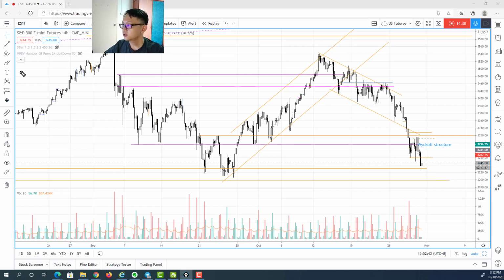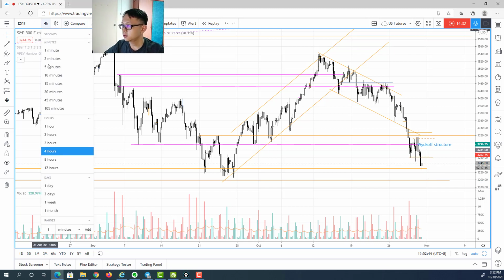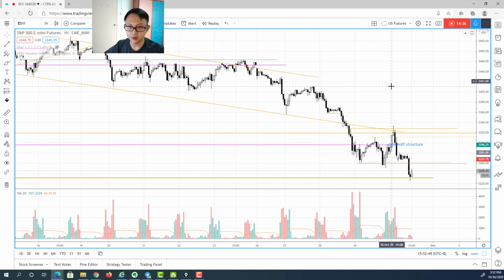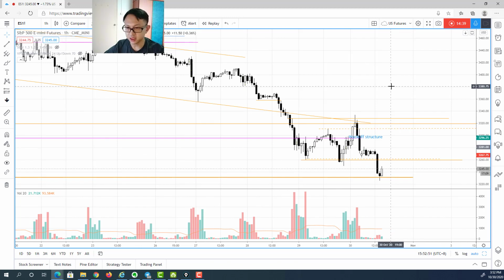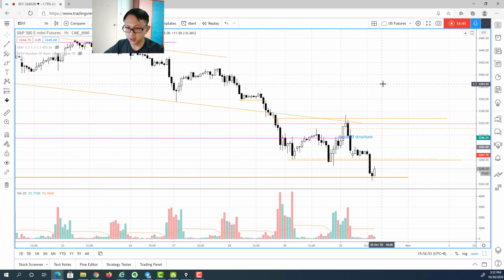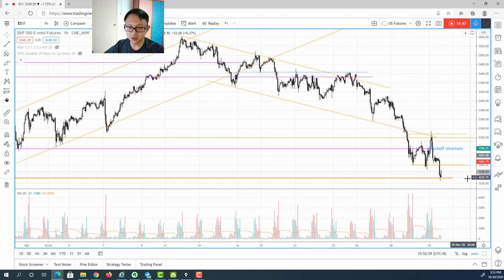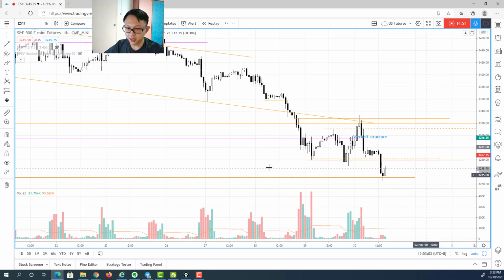Okay, so let me go back to the hourly time frame and let's talk about the trading plan for the session later and some of the key levels that I am watching. For the immediate support level, as I mentioned, definitely 3230 is one of the levels, and you can see that right after it touches 3230 it currently has some kind of rebound. So 3230 is still a good support level.